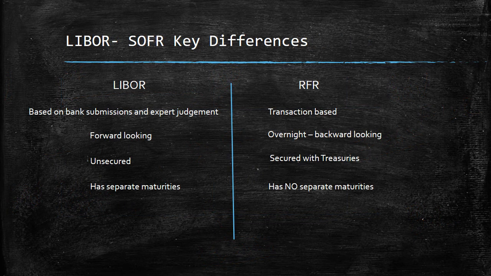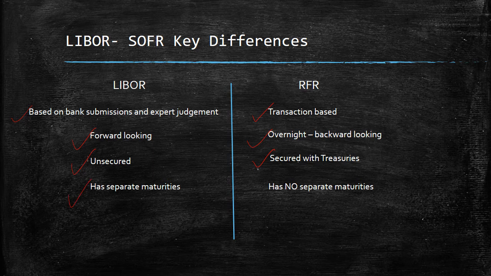The key differences: we have seen that LIBOR is based on bank submissions, whereas RFRs are actually based on transactions which have happened in the repo market of the US in the case of SOFR. LIBOR is forward-looking, which means it is decided in advance. Because SOFR is based on overnight transactions, it is backward-looking. LIBOR is completely unsecured. These are just submissions. No transactions have taken place. Whereas in RFR, we actually had a transaction which was backed by government securities. So there is very, very little chance of the rate being manipulated.